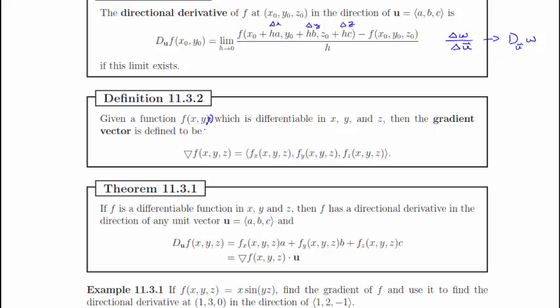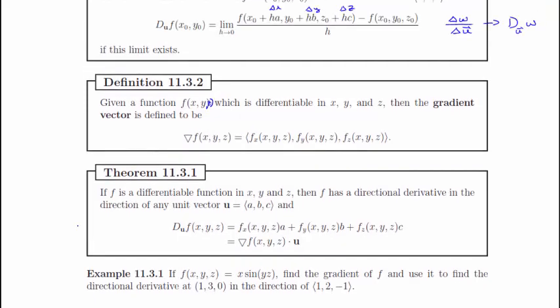So given a function f of x comma y comma z, which is differentiable in x, y, and z, then the gradient vector is defined to be the gradient of f of x comma y comma z equals the partial derivative of f with respect to x, comma, partial derivative of f with respect to y, comma, partial derivative of f with respect to z. Again, notice that this is a vector-valued function whose components are giving the derivative of f in the x direction, the derivative of f in the y direction, and the derivative of f in the z direction, respectively. So, defined exactly the same as we did in 2 dimensions, just scaled up.